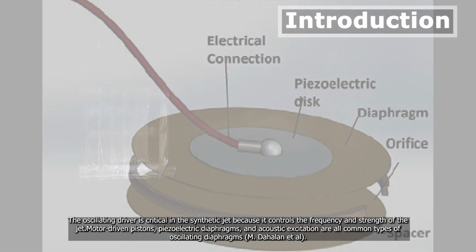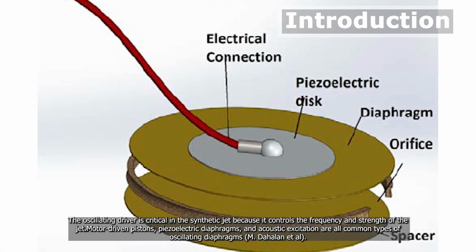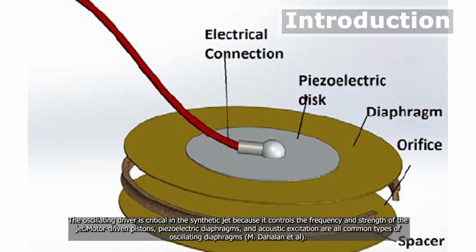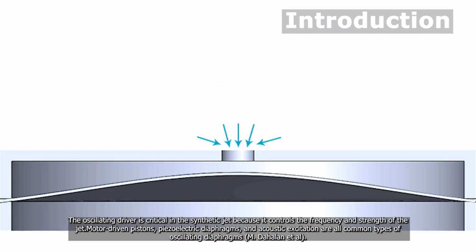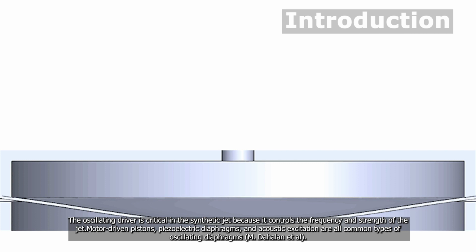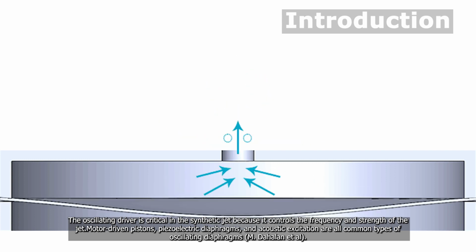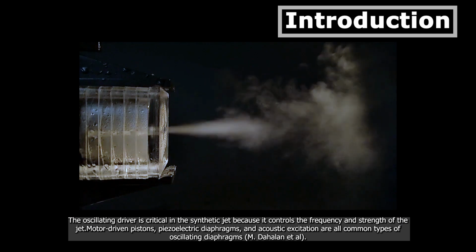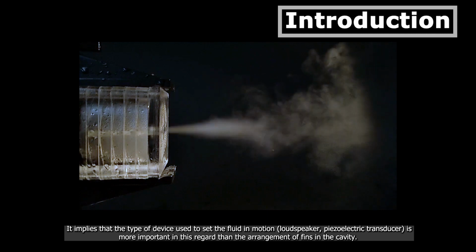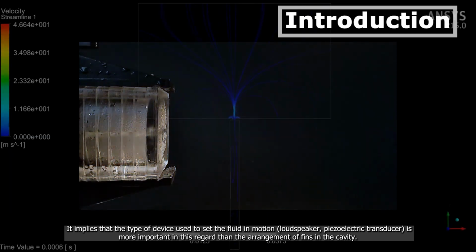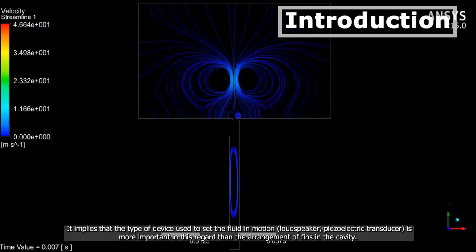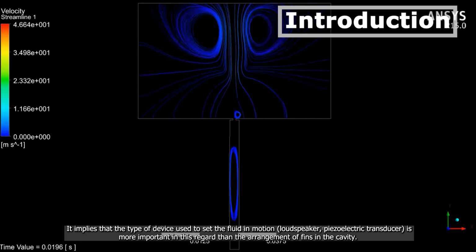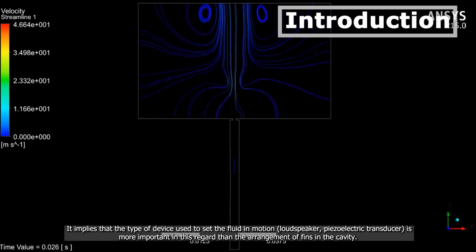The oscillating driver is critical in the synthetic jet because it controls the frequency and strength of the jet. Motor-driven pistons, piezoelectric diaphragms, and acoustic excitation are all common types of oscillating diaphragms. According to M. Dahlan and others, it implies that the type of device used to set the fluid in motion, as an example a loudspeaker, piezoelectric transducer, and so on, is more important in this regard than the arrangement of fins in the cavity.